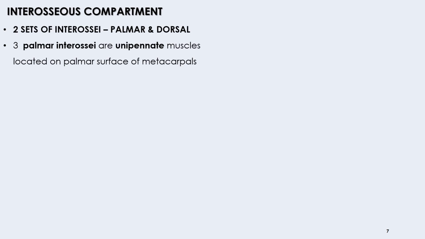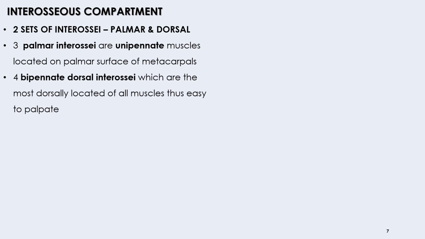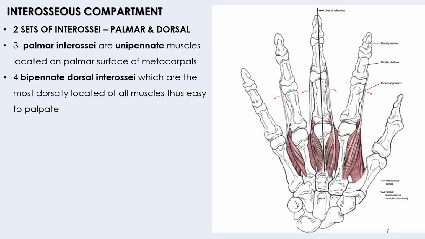Moving to the interosseous compartment, we have two sets of interossae. We have the palmar and the dorsal interossae. The palmar interossae are 3 in number, and they are unipennate, and they are located on the palmar surface of the metacarpals, while the dorsal interossae are bipennate, and they are the most dorsally located of all the muscles, so they are easy to palpate. In this diagram, we have the dorsal interossae here.